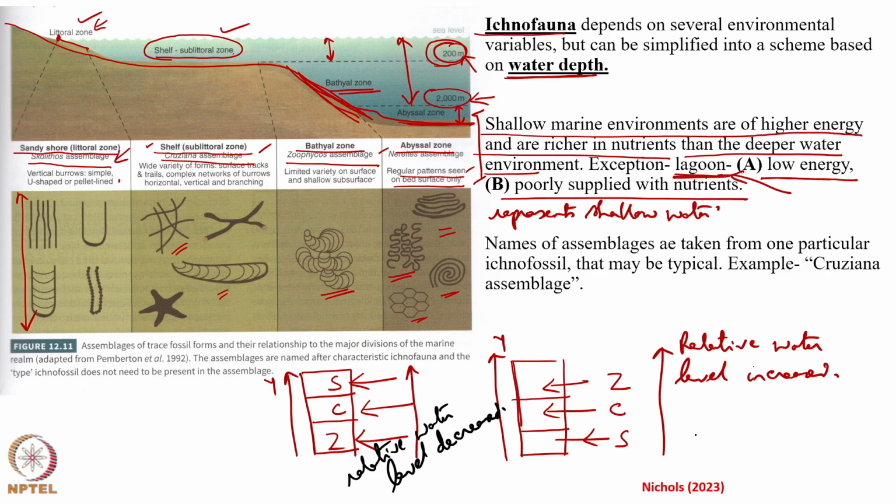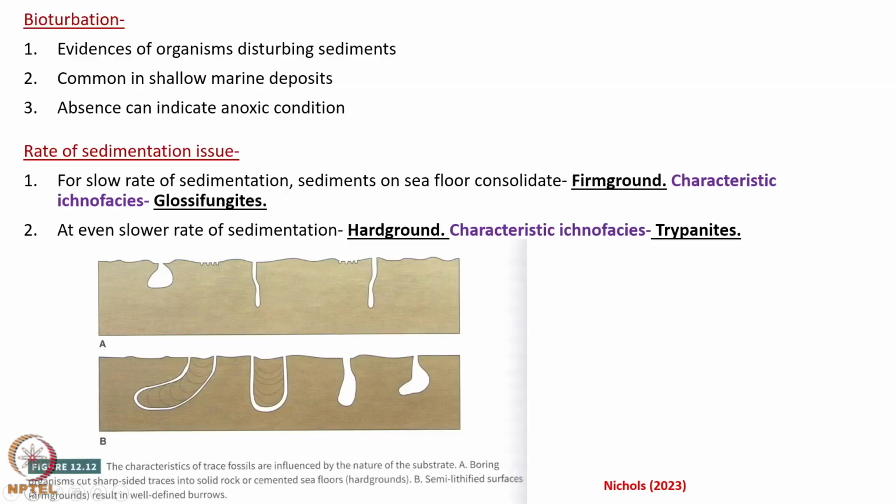So, it is a simple presentation of how ichnofossils can be used in understanding the deeper water and the shallower water regimes. Note that the names of assemblages are taken from one particular ichnofossil that may be typical. Example, Cruziana assemblage. Here Cruziana is typical.